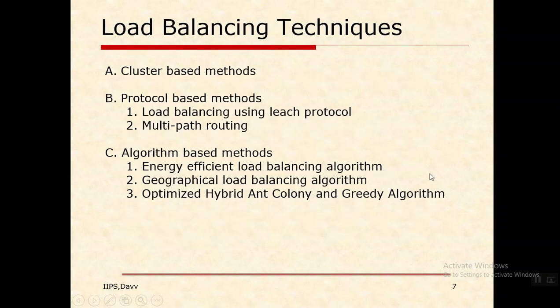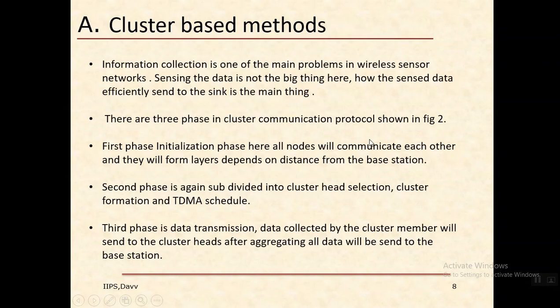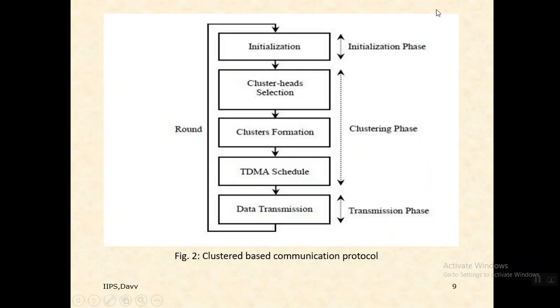So the load balancing techniques are as follows: cluster based methods, protocol based methods, algorithm based methods. So cluster based methods. Here information collection is one of the main problems in wireless sensor networks. Sensing the data is not the major problem, but how efficiently it is sensed is the main thing. So here we have three phases in the cluster communication protocol. First is the initialization phase, second is the clustering phase, and third is the transmission phase.